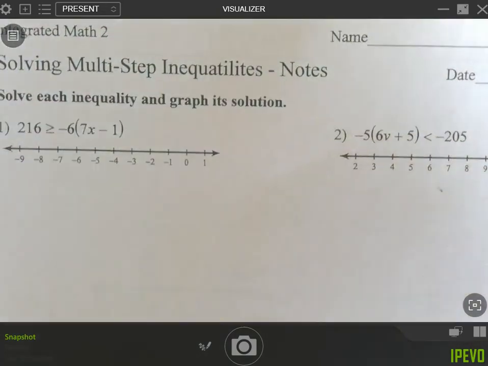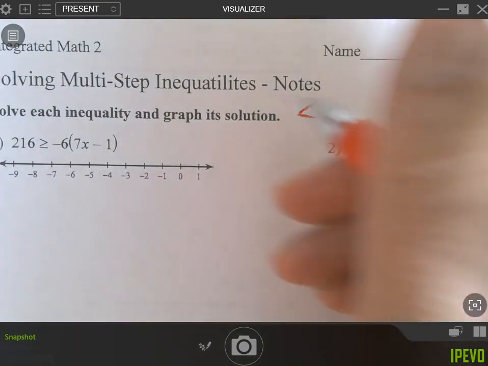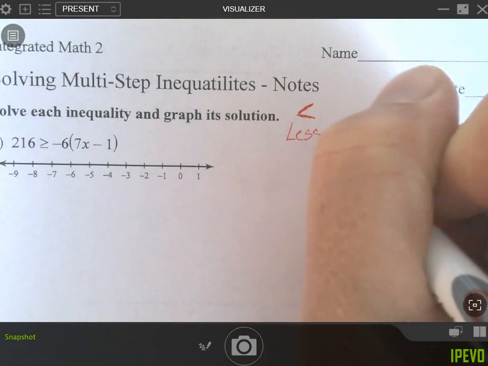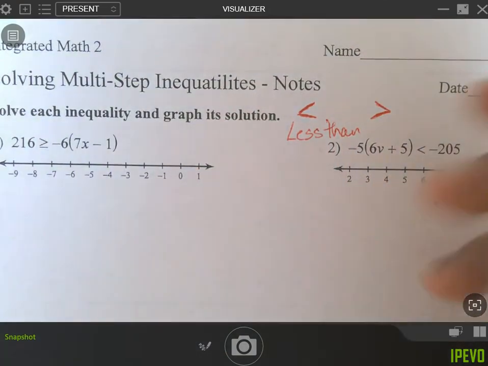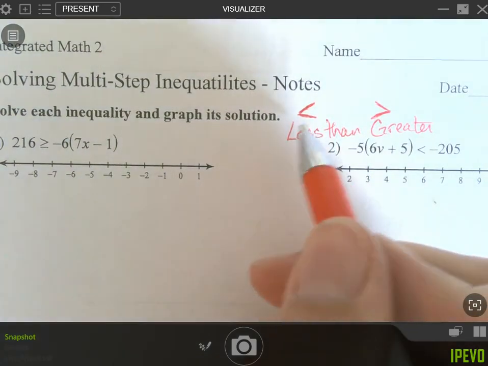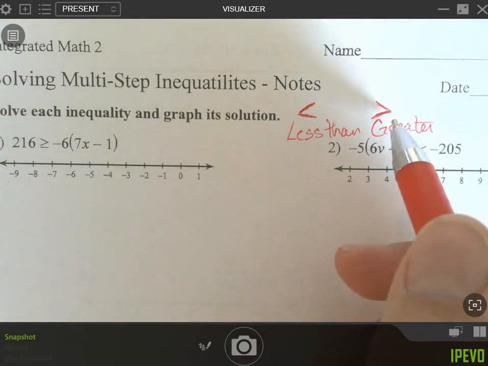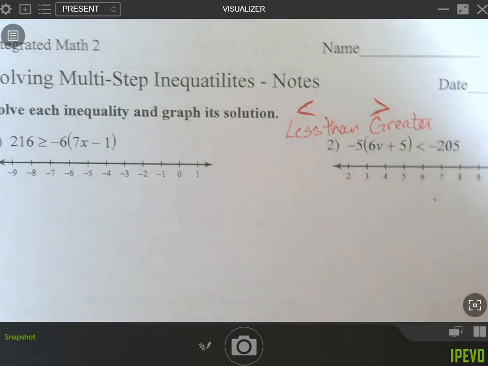Before I jump in, do you remember what this symbol stands for? That one's less than, so it looks like a smashed L. And this one is greater than. Now, if we put a little line underneath it, do you remember that it's less than or equal to? Greater than or equal to. If it's less than or greater than, it cannot equal, so we use that open circle. So I just want to throw that out as a quick reminder.